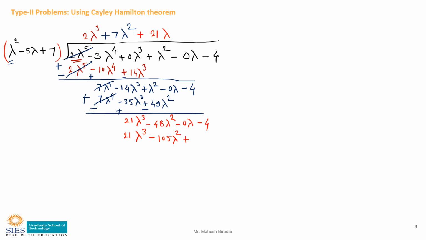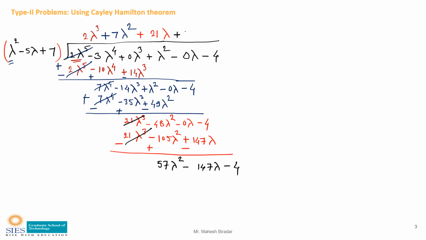plus 21 into 7 is 147 lambda. Again, you need to change the sign. The first term is cancelled here. So plus 105 minus 148, that will be 57 lambda square minus 147 lambda minus 4.